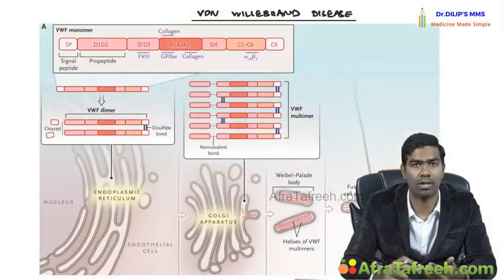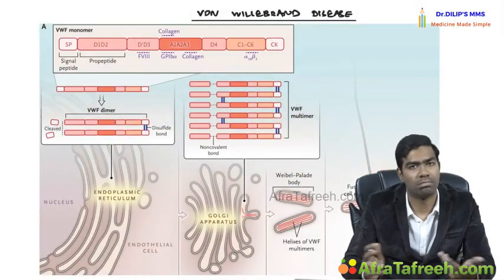The reason why it can behave like a bleeding as well as a clotting disorder is because it has two functions. One, it binds with the GP1B of the platelets and helps in platelet adhesion. And second, it also carries factor VIII and prevents its degradation in the circulation. That's why it's important for maintaining the half-life of factor VIII. So that's why sometimes it can behave like a clotting disorder.